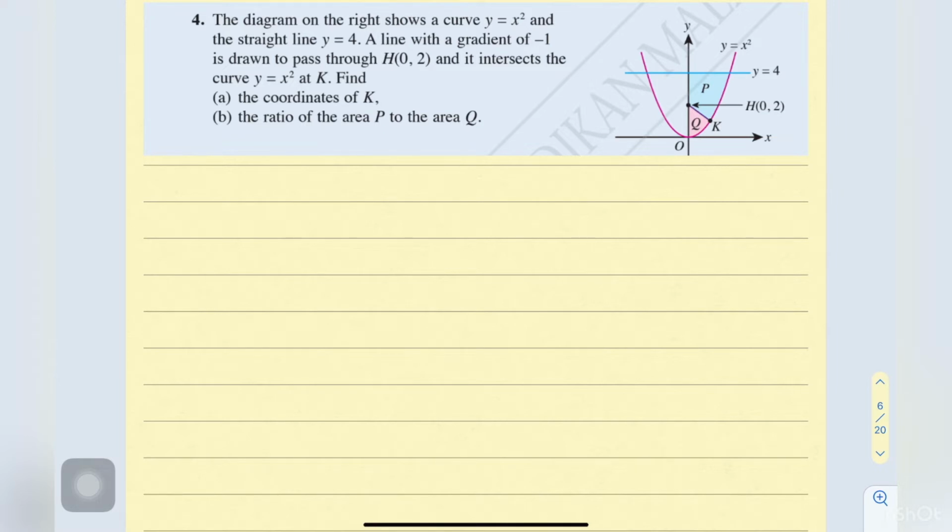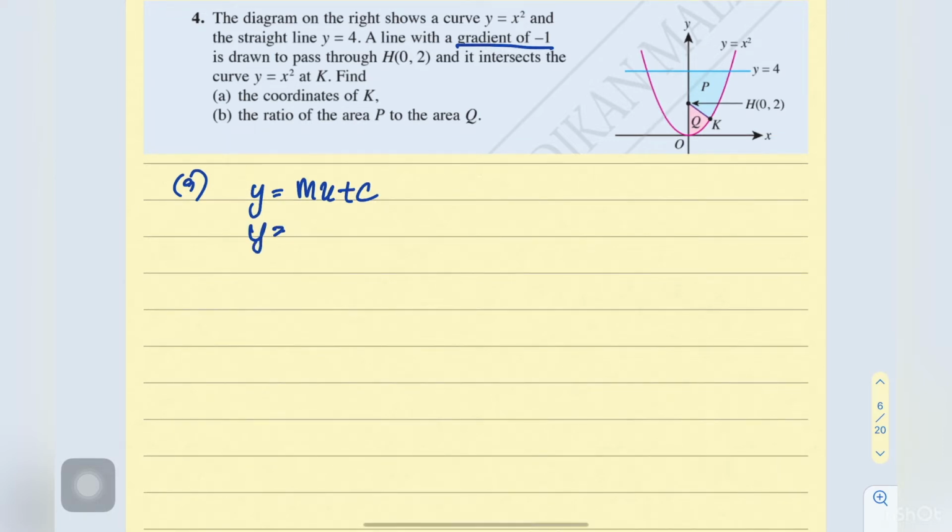Okay, so now K, from the diagram, you can see K is the intersection point. So if you want to find the intersection point, you can solve simultaneously. So now we need to find the equation of HK first. HK is a straight line, so the equation of a straight line is y equals mx plus c. Given already the gradient of HK is -1, and from the diagram you can see the y-intercept is 2, so you just substitute into this. So y equals -1x plus 2. So this is the equation of HK.